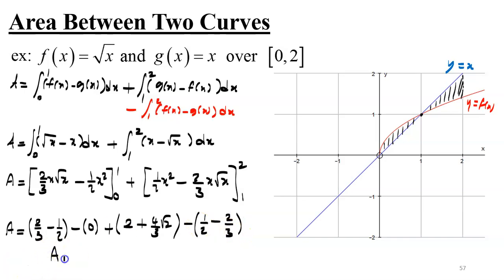Simplifying that would give me an area equal to 7/3 plus 4/3 square root of 2 unit squared, which is approximately 4.22 unit squared. So that is regarding the area between these two curves between 0 and 2.